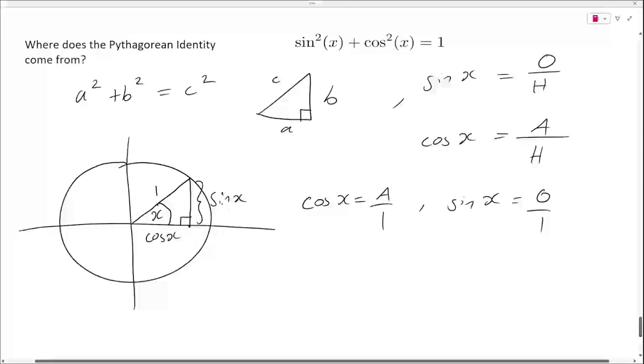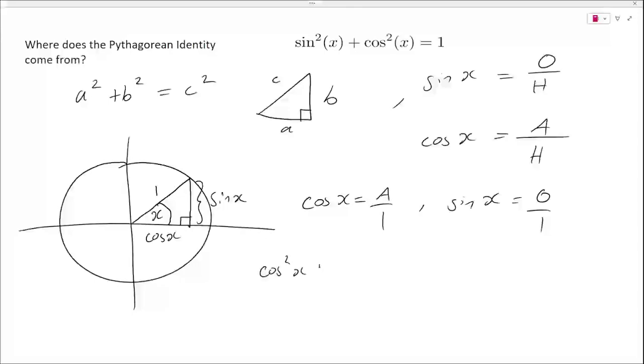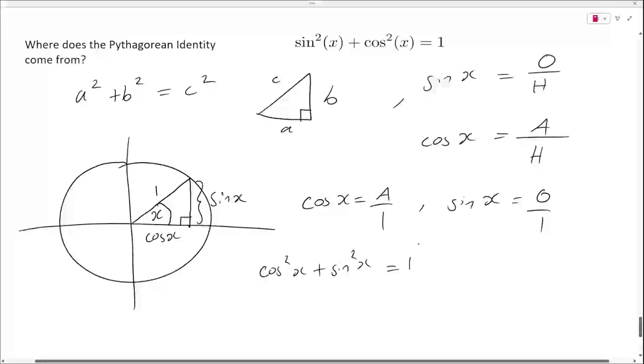Okay, so now we can go ahead and plug those values into Pythagoras' theorem, and we'll end up with cos squared x plus sine squared x equals 1 squared. And we know that 1 squared, well, that simply equals 1. And there we go. So that is the Pythagorean identity in its most basic form.